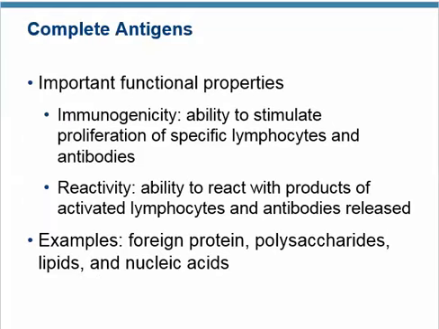To be an antigen, you have to have immunogenicity, so be able to stimulate the adaptive response, the lymphocytes, and reactivity. They have to be able to react with the antibodies that are released. So all kinds of things fit this category. Foreign proteins and polysaccharides are the two most important ones.